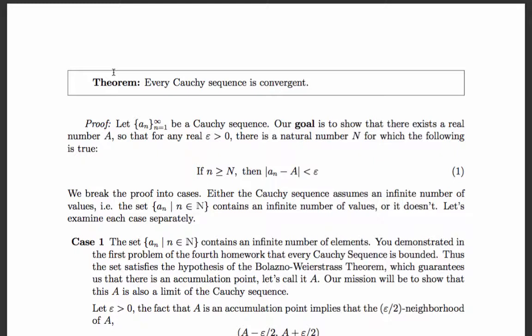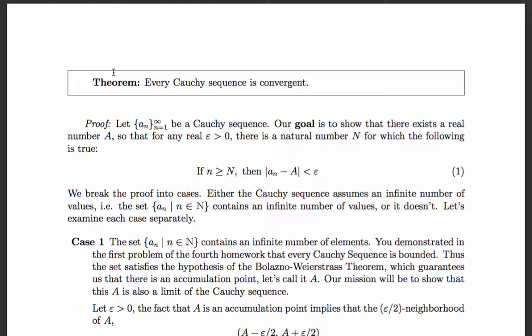So today is the day you've been waiting for, the day you've been looking forward to. We know already that every convergent sequence is Cauchy. We've proven that. But is every Cauchy sequence convergent? Well, as you might be able to tell by the theorem right there in front of you, the answer is yes. Every Cauchy sequence is convergent.